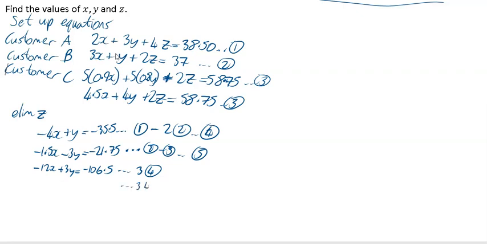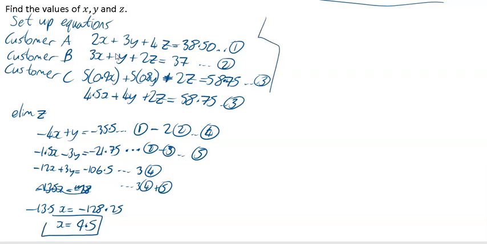Okay, now if you add those two things together, this is my 3 times equation 4 plus my equation 5, that's just going to give me minus 13.5x is equal to minus 128.25. So divide across by the minus 13.5 and you will get x equals 9.5.